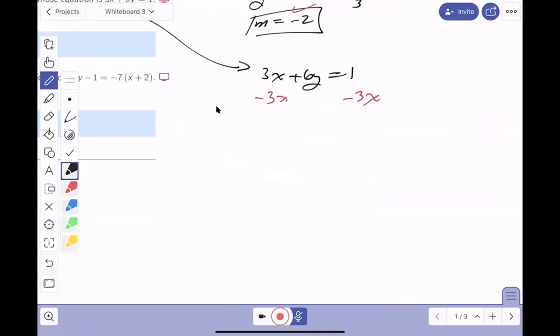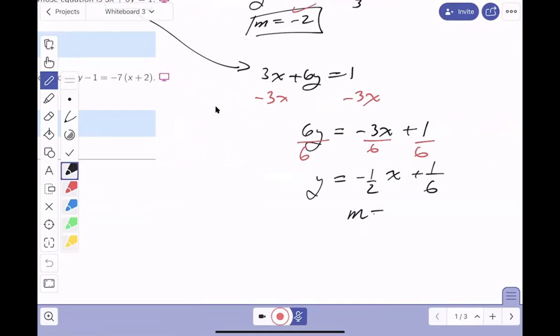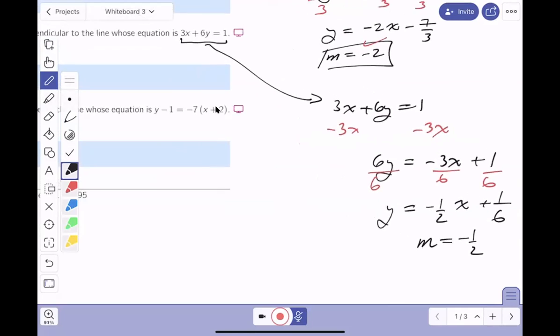What do you get there? 6y equals -3x plus 1. Then I'm going to divide both sides by y's numerical coefficient, which is 6. That's like dividing every term by 6. And what do you get? y equals, well, -3 divided by 6 is -1/2, so -1/2 x plus 1/6. So the slope of this line is -1/2. They didn't ask for that, though. What did they ask for? Let's go back and read it.